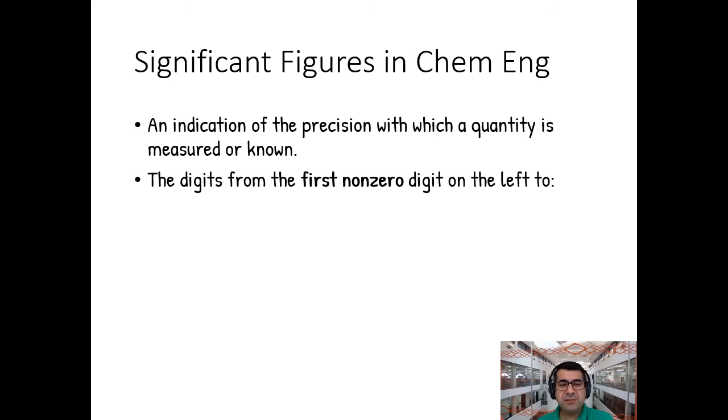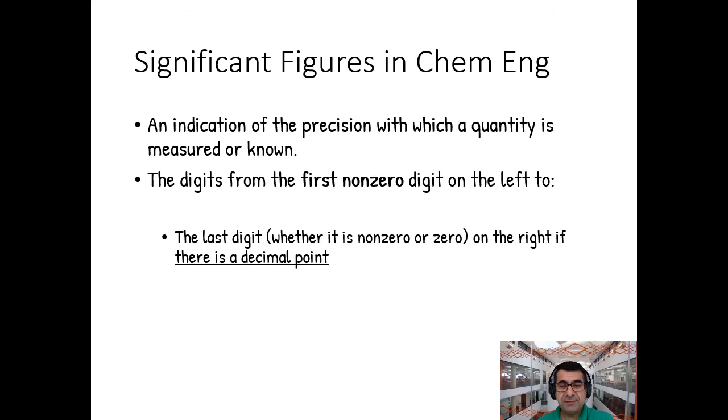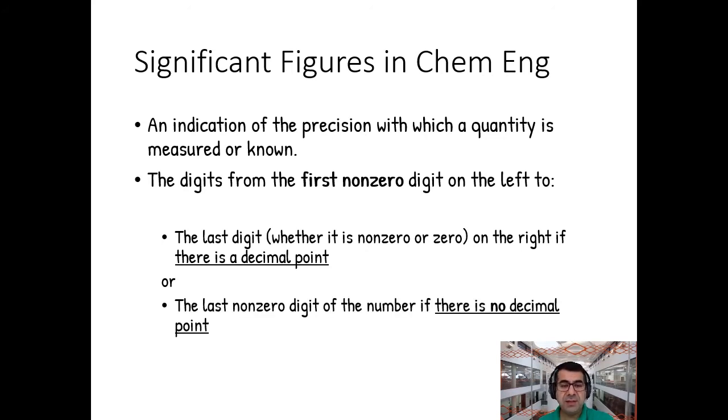The significant digits run from the first non-zero digit on the left to the last digit on the right, if there is a decimal point, whether it is non-zero or zero, or to the last non-zero digit of the number if there is no decimal point. So you're always first looking for the decimal point in your values or numbers, and then we calculate the significant figures for each of them.